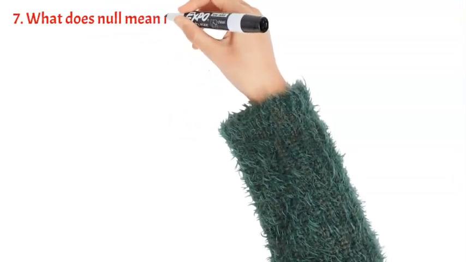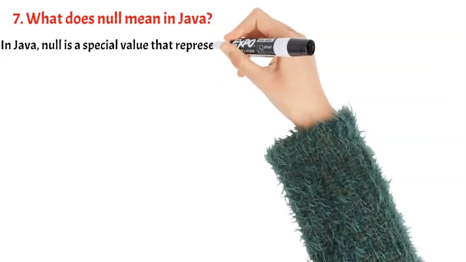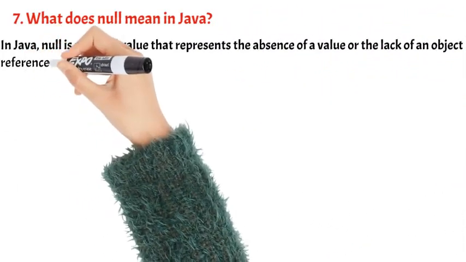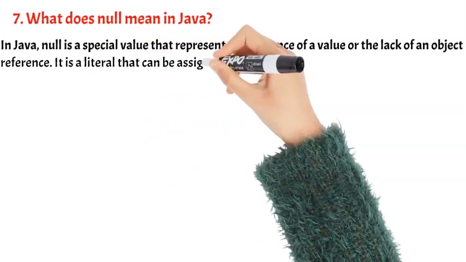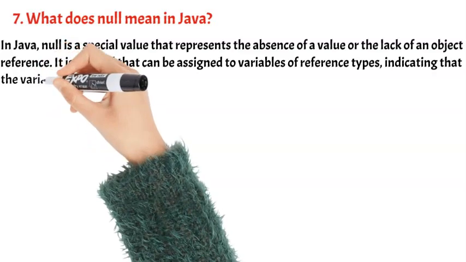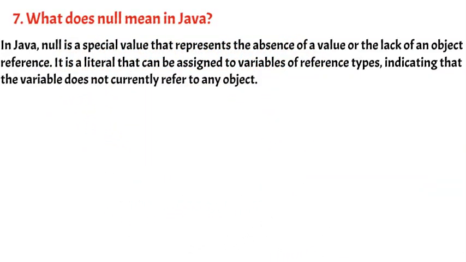7. What does null mean in Java? In Java, null is a special value that represents the absence of a value or the lack of an object reference. It is a literal that can be assigned to variables of reference types, indicating that the variable does not currently refer to any object.